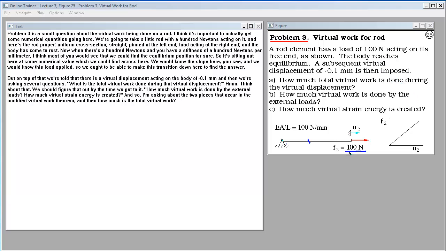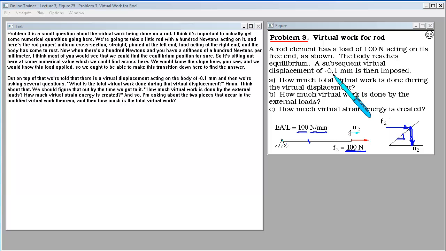Now, when there's 100 newtons and you have a stiffness of 100 newtons per millimeter, I think most of you would see that we could find the equilibrium position for sure. So it's sitting out here at some numerical value which we could find across here. We would know the slope here, and we would know this load applied, so we ought to be able to make this transition down here to find the answer.